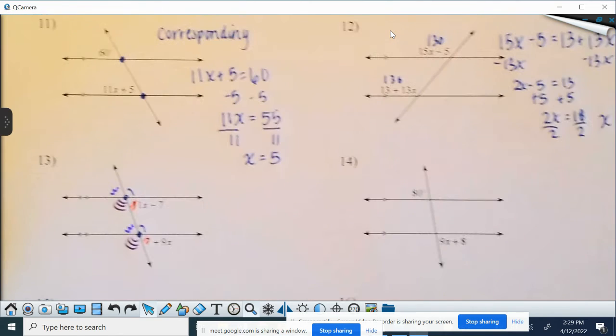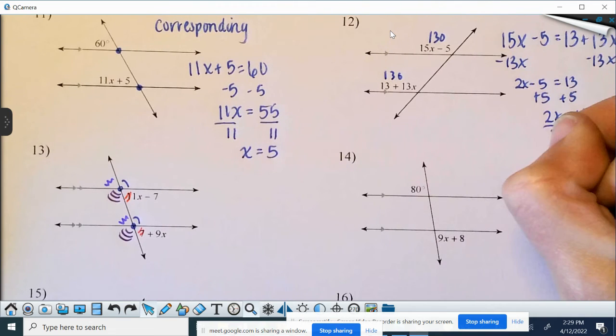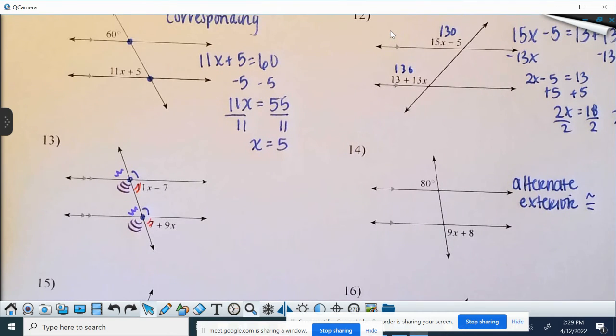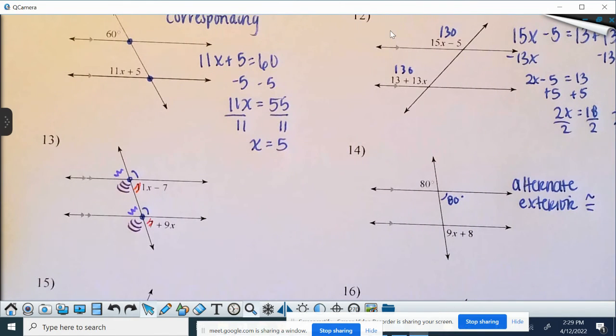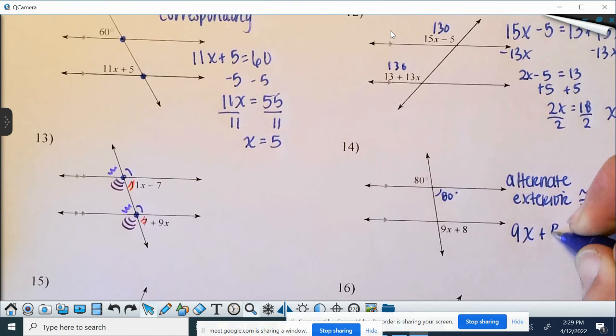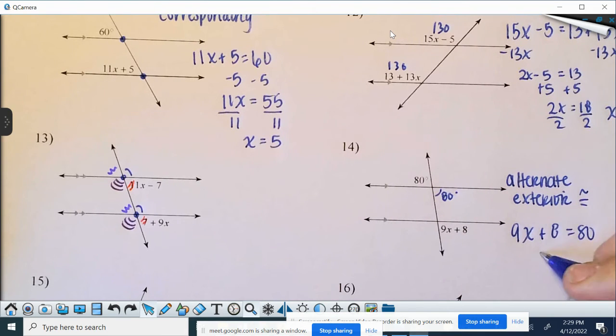14 is a different relationship, so alternate, because it goes on either side of the transversal, but it's exterior. So alternate exterior, they're also congruent. And if corresponding makes more sense to you, you could say, well, I know this is 80 because of vertical angles, because you've been doing vertical angles since middle school. So then these two are congruent. So 9x plus 8 equals 80. So back to the alternate exterior would be your ideal shortest trip there, knowing just to set it up and get going. But if you walk a little further or do a little extra math, that's okay.